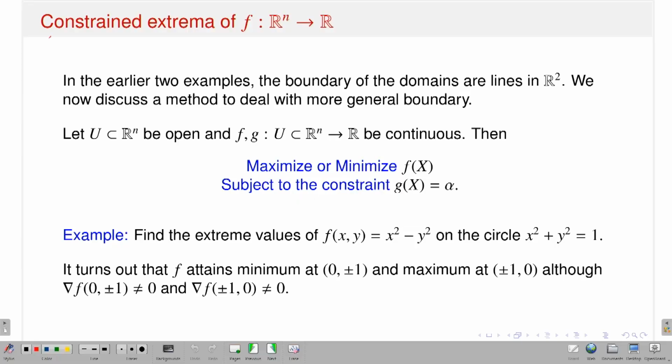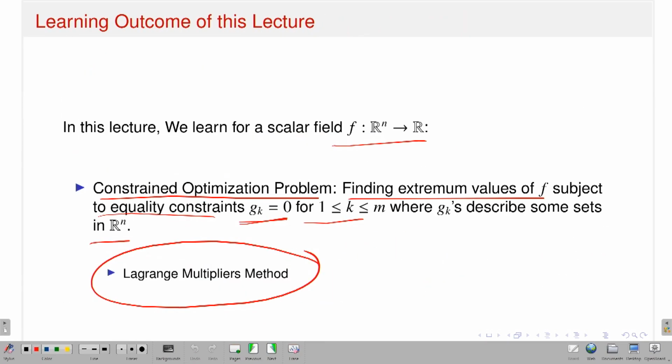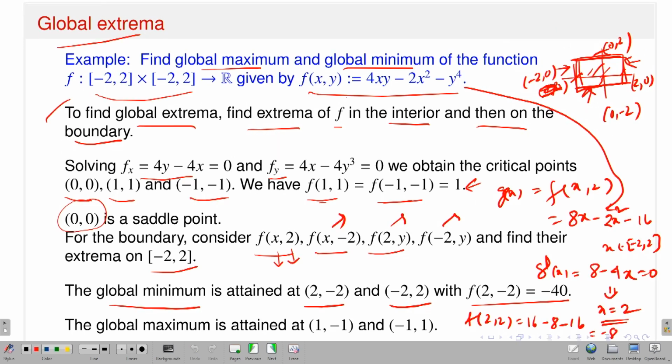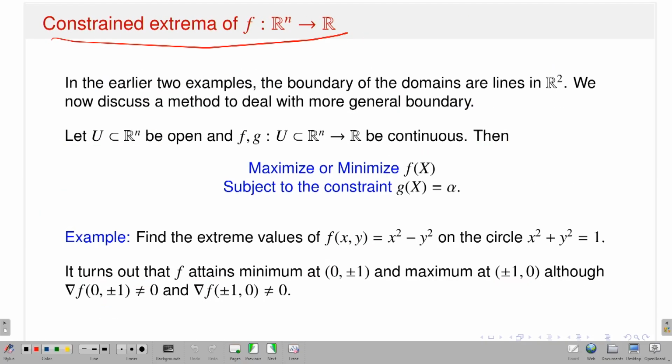Okay, so I have written this once again clearly. Constraint maximum for functions f from Rn to R. In the earlier two examples, I am talking about this example. One is that you have to find the absolute maxima and minima on a set whose boundary is a line, and similarly you have a square whose boundary is a line. So in the earlier two examples, the boundary of the domains are lines.